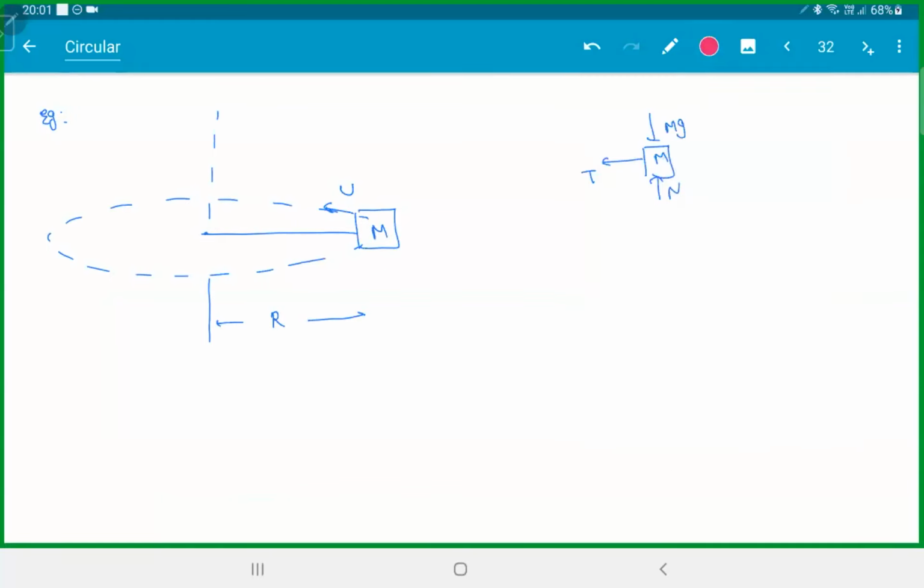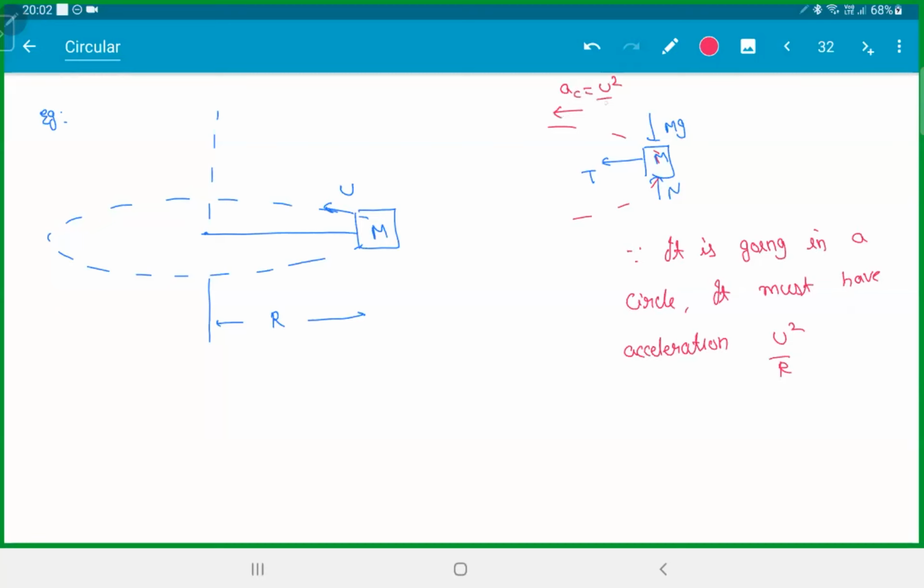Step 2, define your accelerations. Now see, this is what we will write. Since it is going in a circle, it must have acceleration. Now see, we proved this. All the story I told you for the last 40 minutes, we proved this thing. We're not making an assumption. If you're going in a circle, there must be an acceleration, u square by r. So acceleration is u²/r.